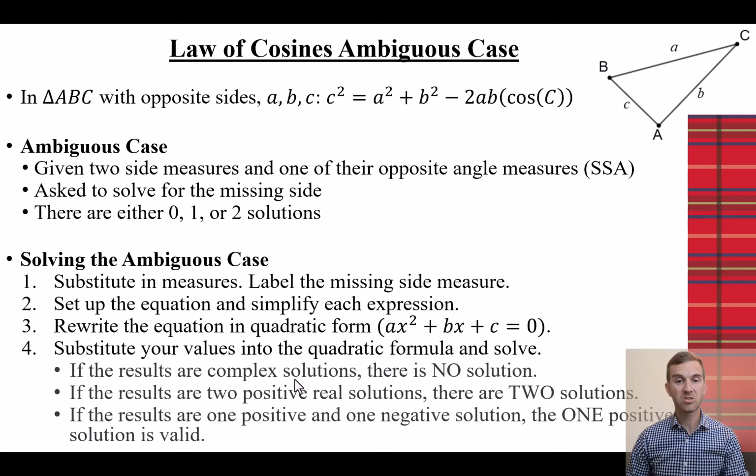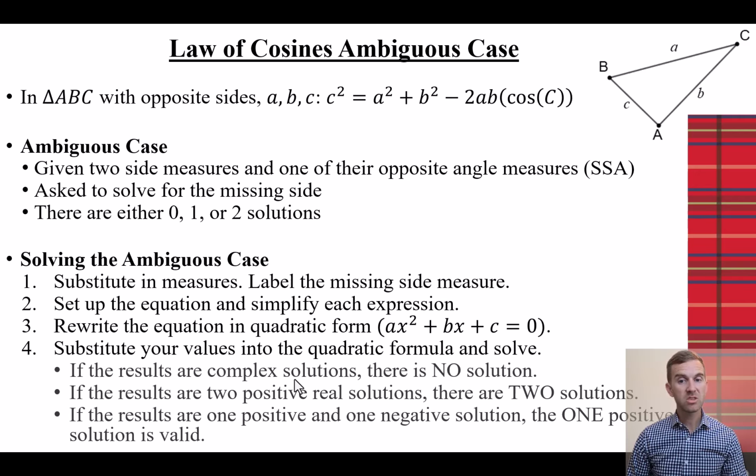So like before, we're going to start with the measures we have. We're going to set up everything we can, and then we're going to rewrite our equation into quadratic form once we've simplified all of the expression. And remember, quadratic form is going to be ax squared plus bx plus c equals 0. That's going to be our quadratic equation. Now we can substitute in the values to the quadratic formula and solve.